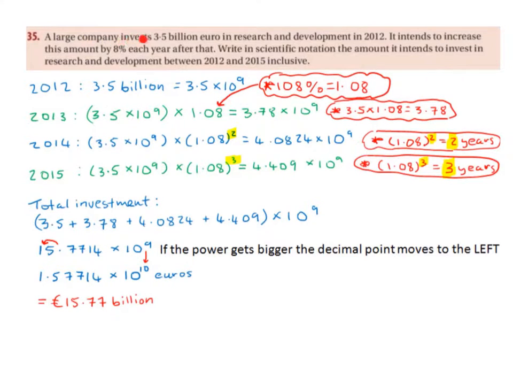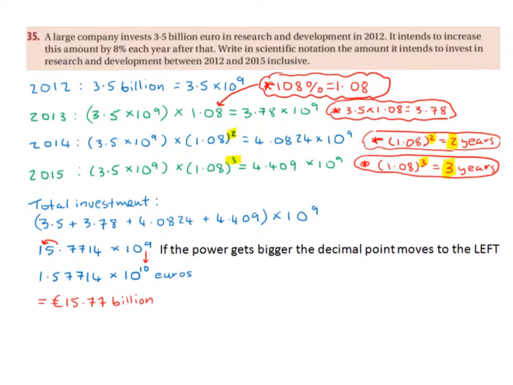A large company invests €3.5 billion in research and development in 2012. It intends to increase this amount by 8% each year after that. Write in scientific notation the amount it intends to invest in research and development between 2012 and 2015 inclusive. So that means 2012, 13, 14 and 15.